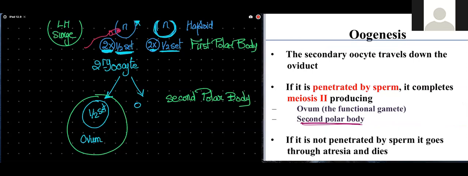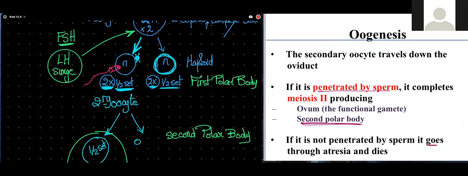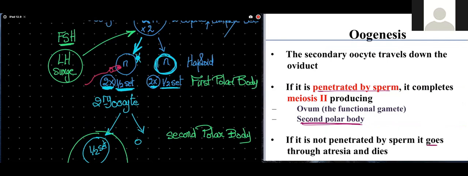When would they complete it? The second phase of meiosis, once penetrated by sperm. If not penetrated by a sperm, this cell goes through atresia and dies. It degenerates, shrinks, and disappears. So this secondary oocyte, if not penetrated by a sperm, degenerates and dies. Easy, easy.